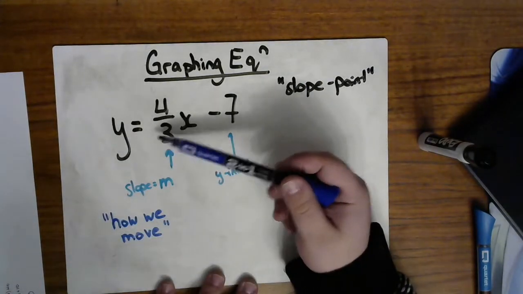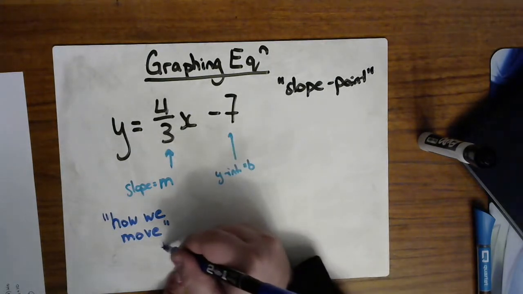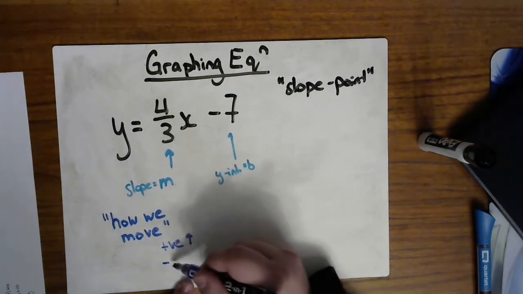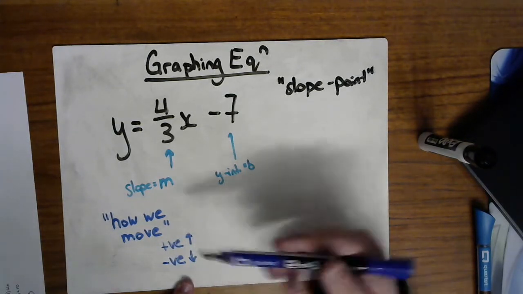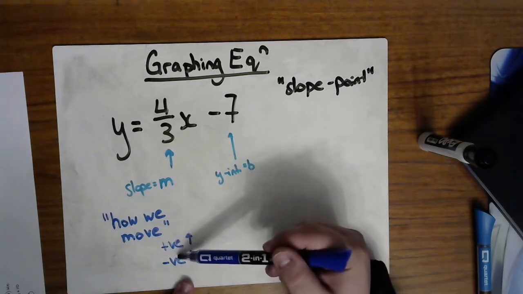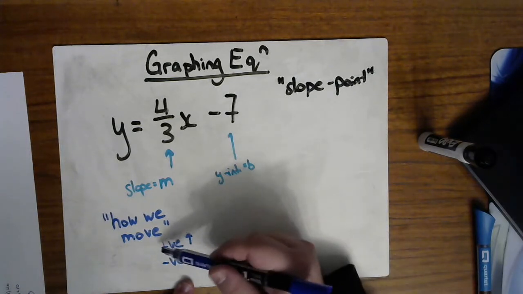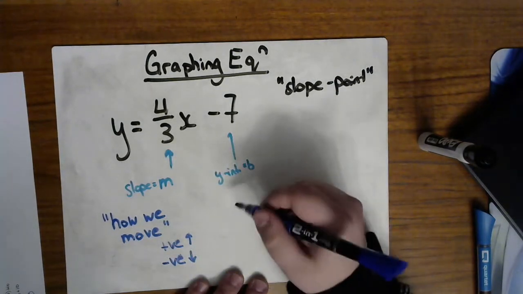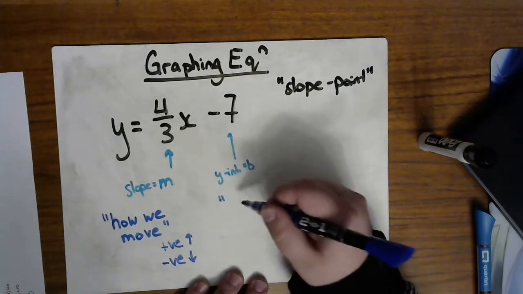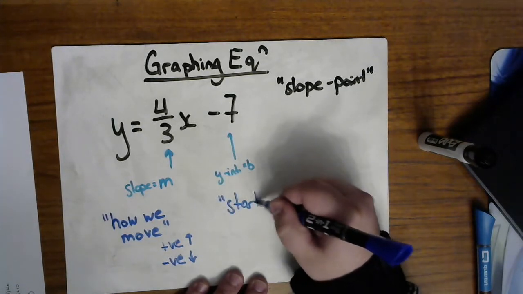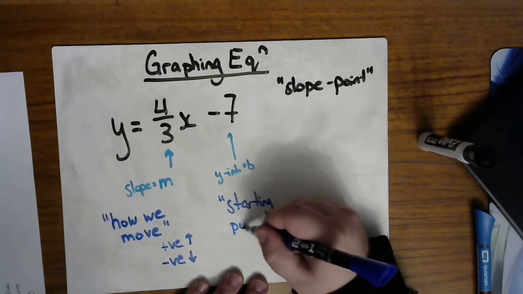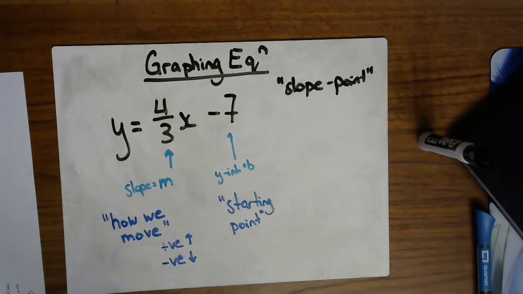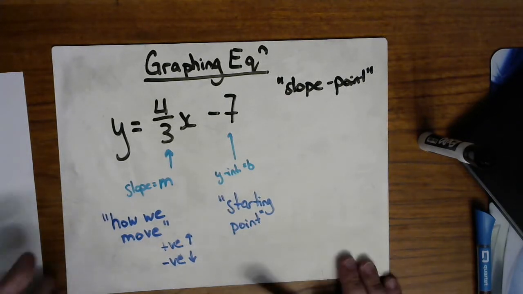If it's a positive slope, like we have in this case, so if it is a positive number, we are going up as time progresses. And if it's a negative number, we will go down. That is my shorthand for positive and negative. So slope is how we move. In that case, we can think of our y-intercept as our starting point. This is telling us, where do we start off drawing? It's going to be on this y-intercept.